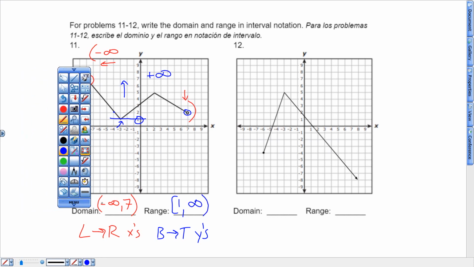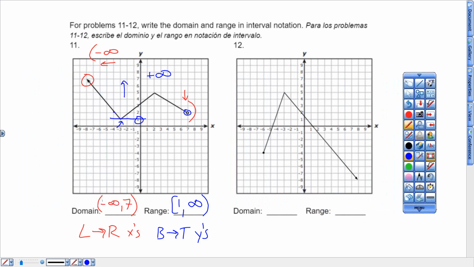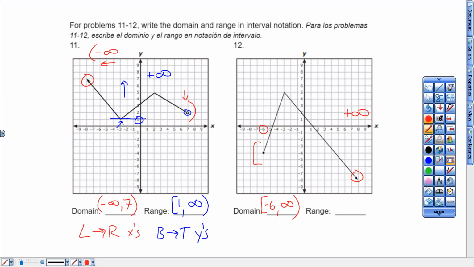All right, this one. My domain from left to right. So it looks like I have a square bracket on this -6 all the way to infinity going to the right, so that's positive infinity. Some people think because it's going down it's negative infinity, but that's not true. Domain is measured left to right, and that's going to the right, positive infinity.